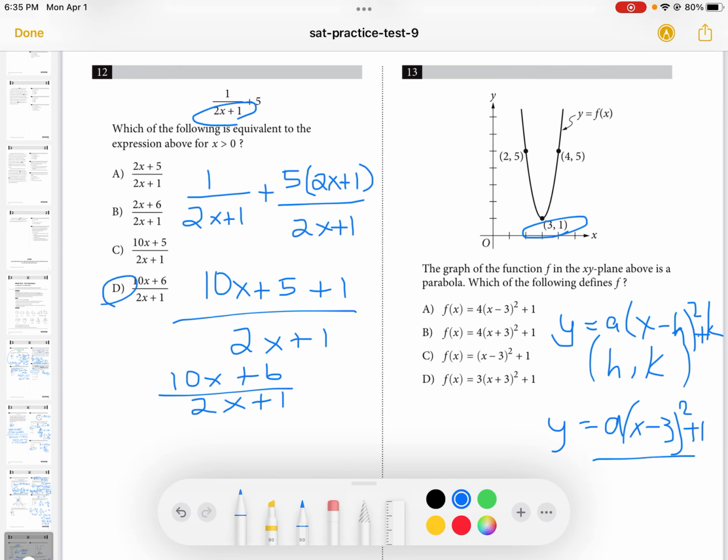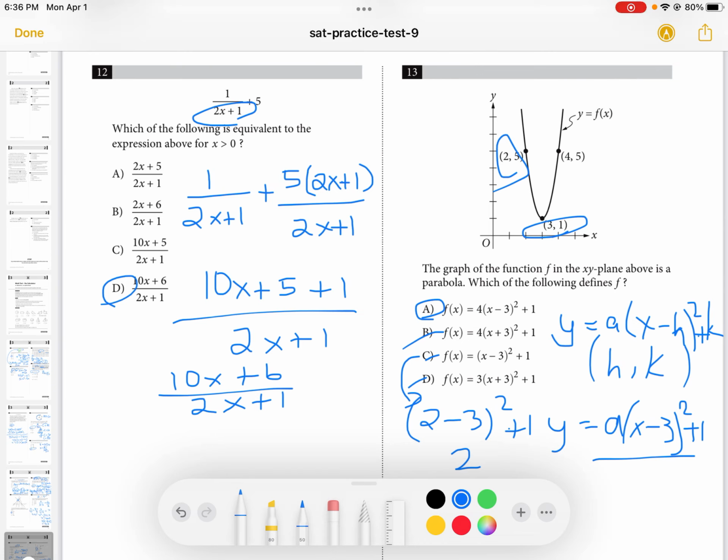And just by looking at this form, we can rule out answer choices B and D. Those can go. Now it's just finding out which one the correct answer choice is, A or C. So we can plug in a point. We can plug in, say, 2, 5 into A and see which one gets the right answer. If we plug it into C, we get that the y value should be 2 minus 3 squared plus 1. That's equal to 2. That's not it. So it has to be A.